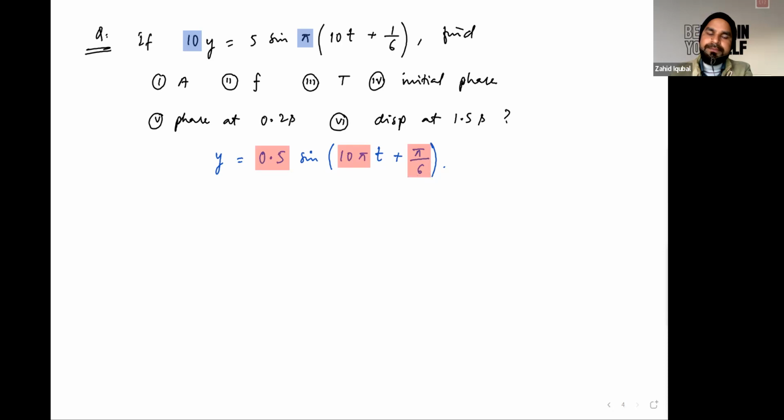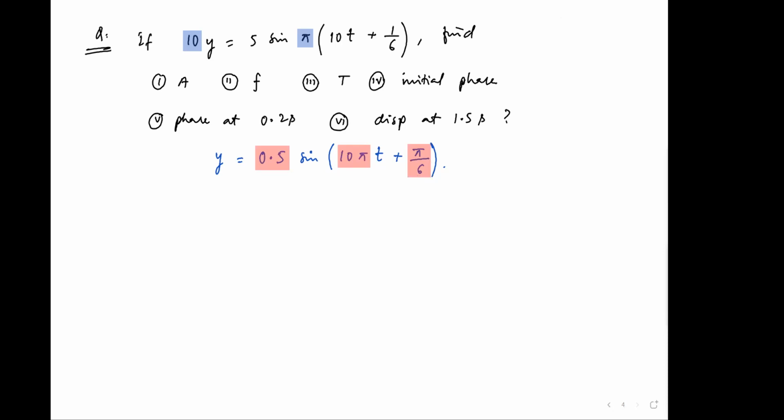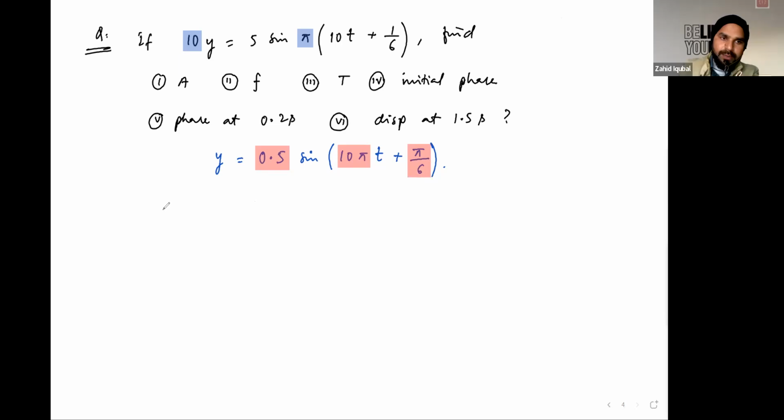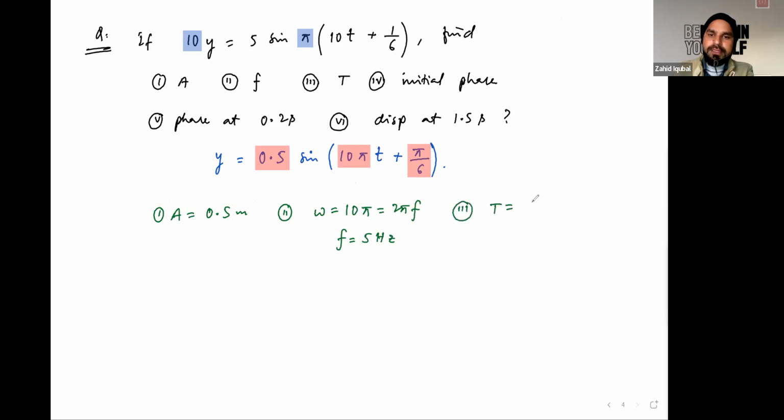Hiba, any doubt? No, sir. So from this part, we can say amplitude will be 0.5 meter. Omega is 10 pi. Omega is equal to 2 pi f, so frequency will be 5 hertz. Third, we have to calculate time period, which is the reciprocal of frequency. So it will be 1 by 5, that is 0.2 seconds.